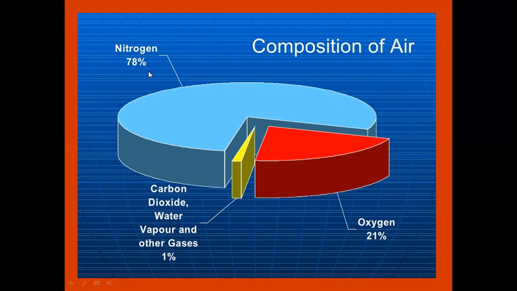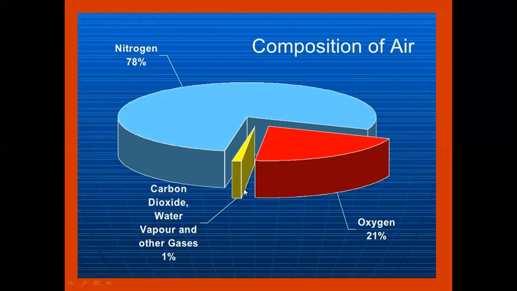And what is the percentage of nitrogen? 78% nitrogen. It means air is composed of 78% nitrogen. And how much oxygen is in the air? There is 21% oxygen. You can see this part is the oxygen, the red part. And this gray one is nitrogen. And this one is only 1%.